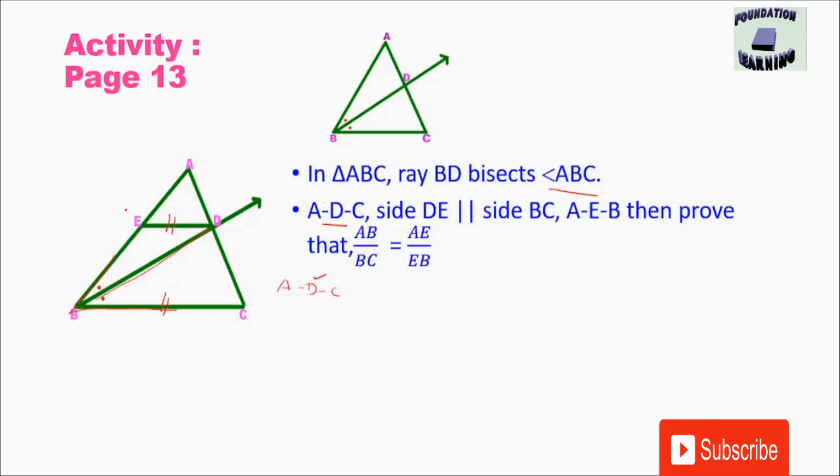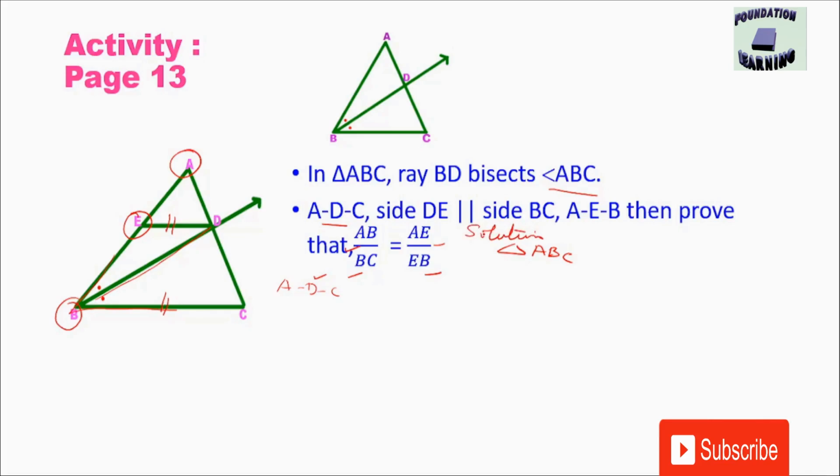And E is between A and B. E is between A and B. We have to prove that AB upon BC, that is AB is to BC, is equal to AE is to EB. So first we will take triangle ABC, ray BD bisects angle ABC. Okay, so we are doing the solution.